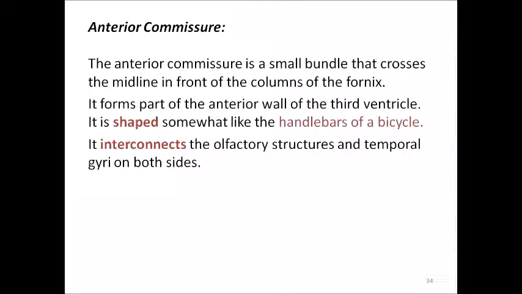The anterior commissure is a small bundle that crosses the midline in front of the columns of the fornix. It forms the anterior wall of the third ventricle. It's shaped somewhat like the handlebars of a bicycle and interconnects the olfactory structures and temporal gyri on both sides.